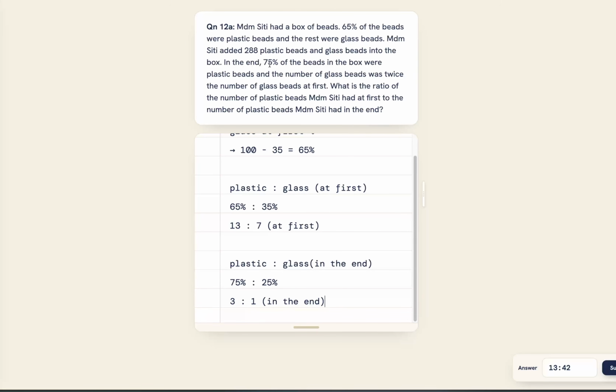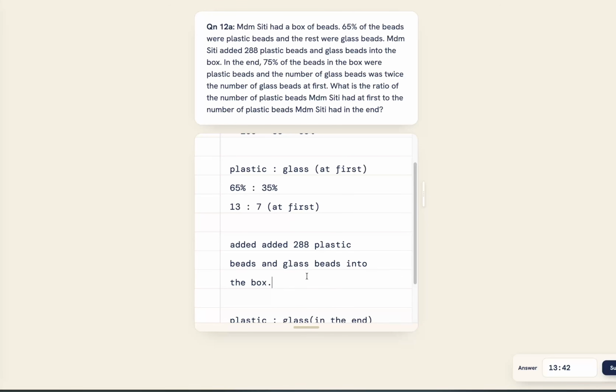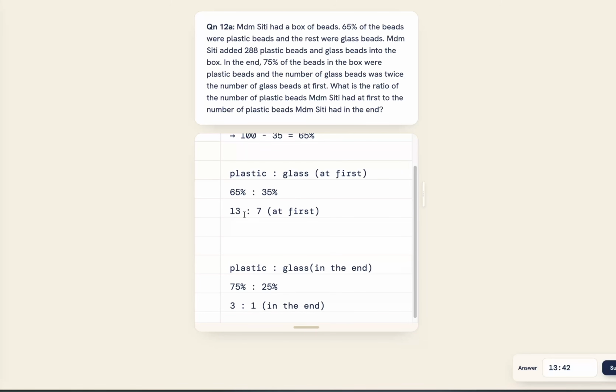Because in between, Madam City added 288 plastic beads and glass beads into the box. So added 288, but we don't know whether this is an equal number. It is not an equal number, but this doesn't really matter. So we know plastic to glass is 13:7. Plastic to glass in the end is 3:1.